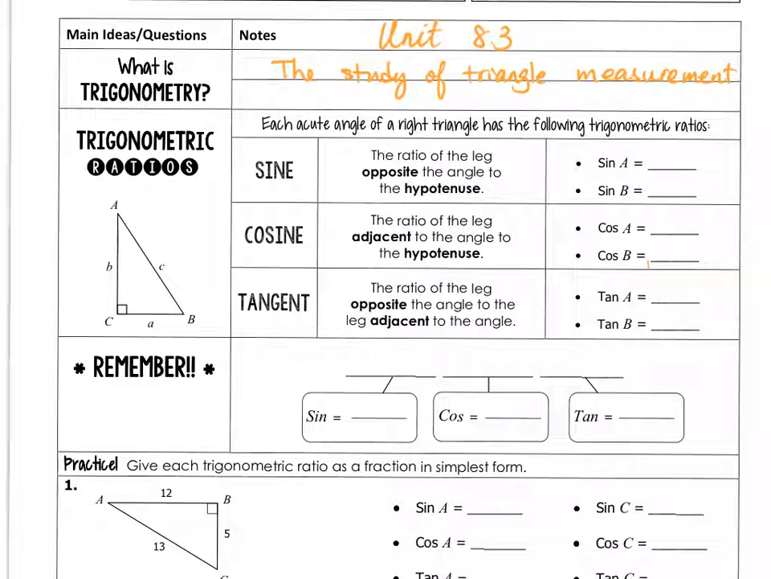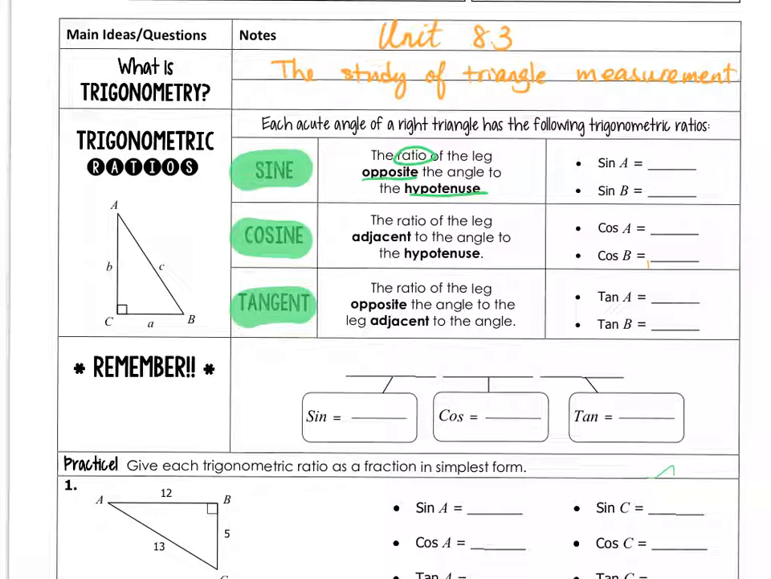Remember, ratios are simply fractions, so there's nothing more fancy or less fancy about it. It's just a fraction. The first thing we have to learn is the concept of sine, and then we're going to learn cosine and tangent. Sine is defined as the ratio of the opposite leg of the angle to the hypotenuse.